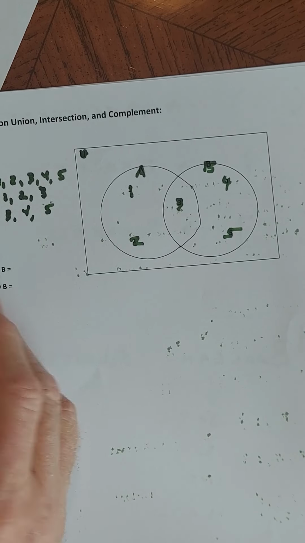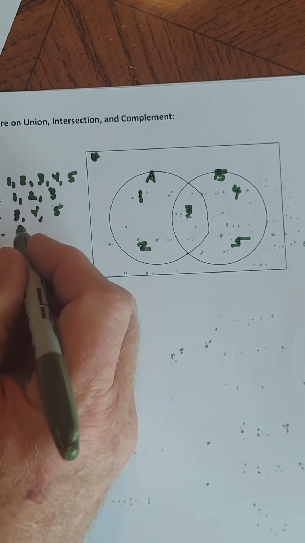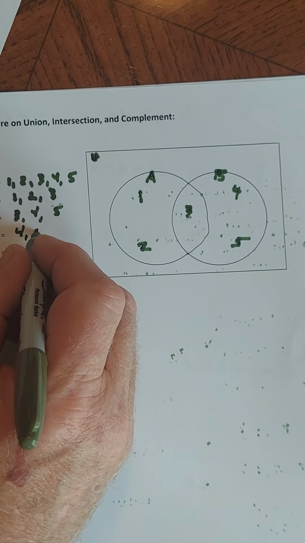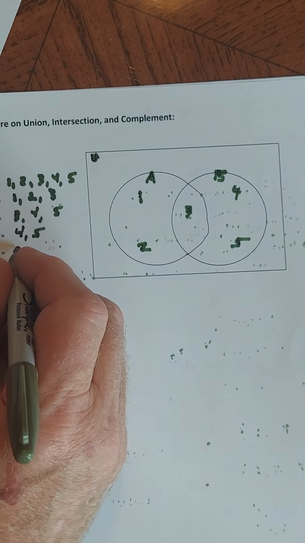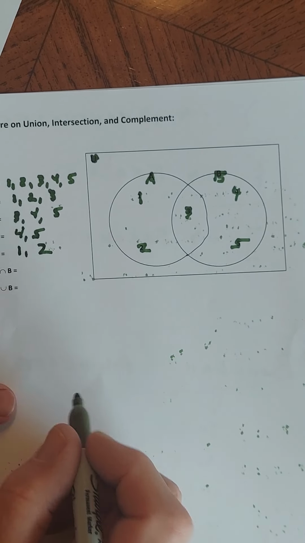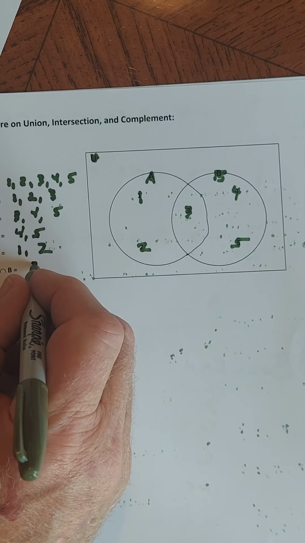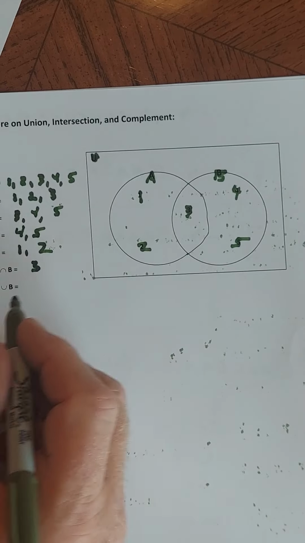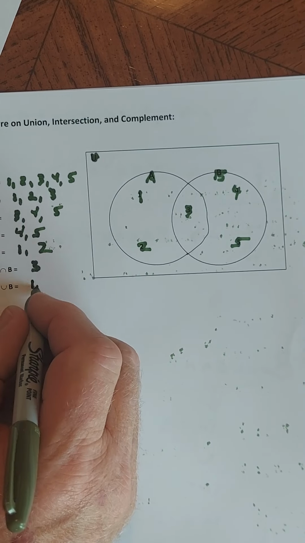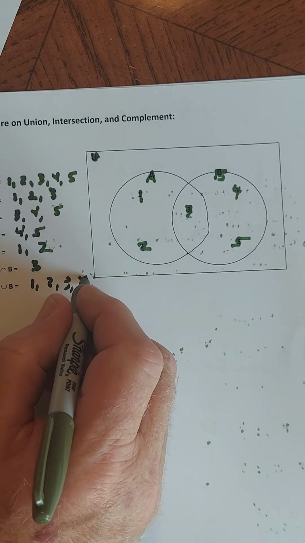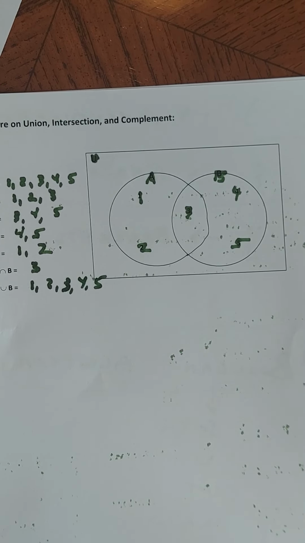The complement of A, if A is 1, 2, 3, and you look back, U is 1, 2, 3, 4, 5, the things that are missing are 4 and 5. The complement of B, B was 3, 4, 5, so I'm missing 1 and 2. The intersection of A and B, that's the overlap right in here, that's 3. That's the only thing there. And the union is everything that's in either A or B or both. So that's 1, 2, 3, 4, 5. So the union is the same thing as the universal set.